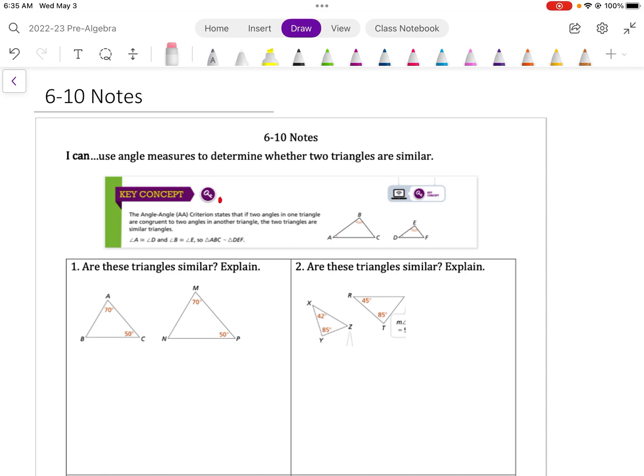This lesson is all about using angle measures to determine whether two triangles are similar. So let's start by talking about this word similar. Remember, we said that congruent, which uses this symbol, means exactly the same, whereas similar is just a little squiggly, and remember that means that two figures are the same shape but different size.